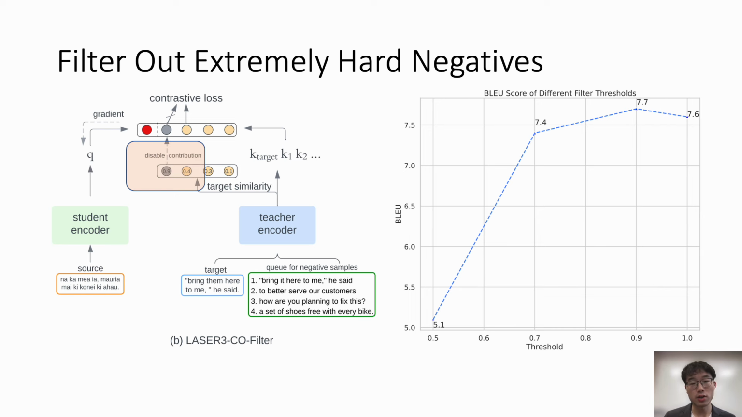And we do some ablation study, shown on the right, by using different filtering thresholds. We see that using a threshold of 0.9 achieves the best performance in our downstream task that we are going to explain later. But overall, the message here is that by adjusting the threshold, we can filter out the extremely hard negatives to improve the performance. But if the threshold is too small, then it would actually harm the performance by filtering out hard negatives.